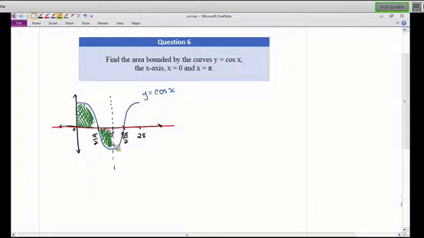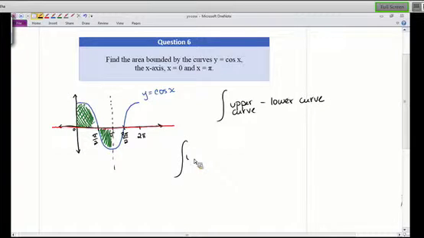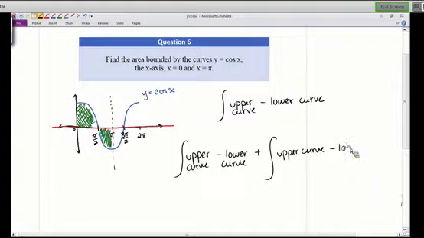All right. So in order to find the area bounded by our curves, we want to take the integral of the upper curve minus the lower curve. Now notice that we have two areas that we're looking to find. Therefore, we're going to have two separate integrals. The first integral of the upper curve minus the lower curve, plus the second shaded region, again, will be the upper curve minus our lower curve.